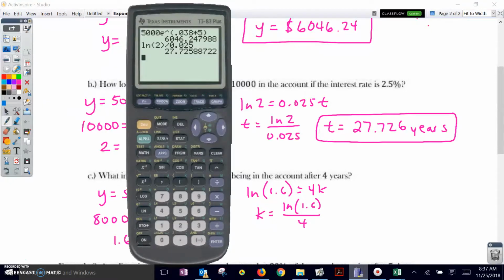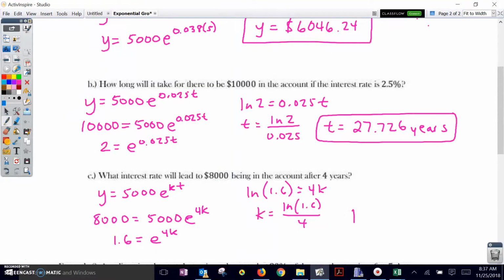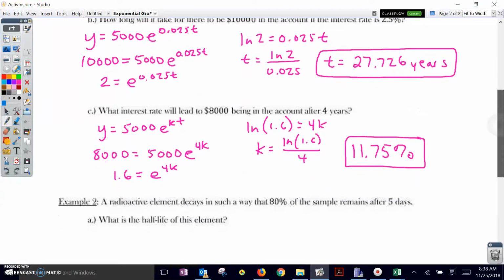And calculate that out. Natural log of 1.6 divided by 4 gives me 0.1175. So the interest rate would be 11.75%. All right, continuing on to a different application.